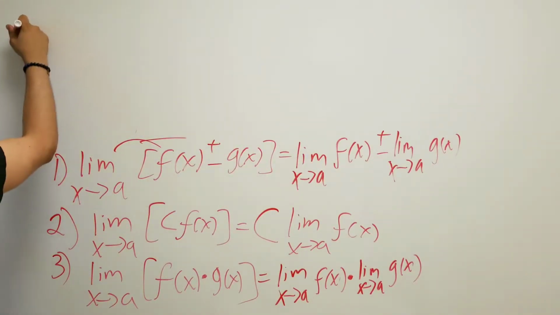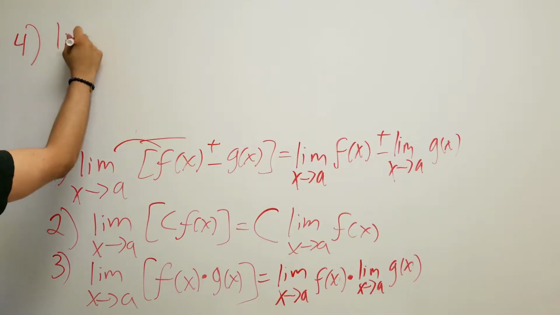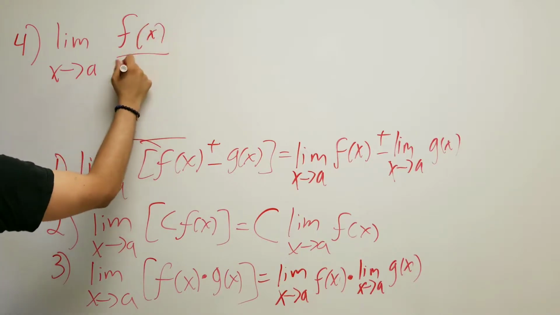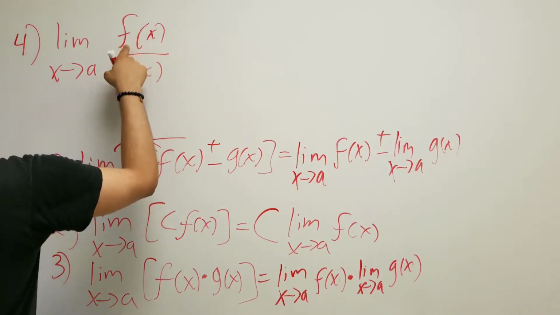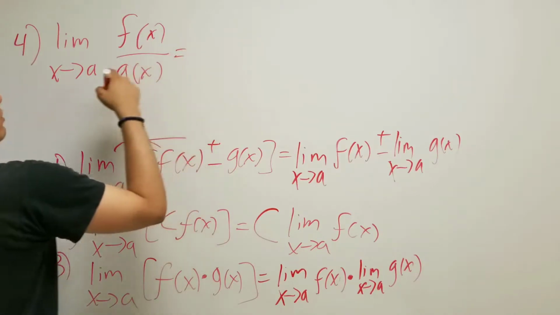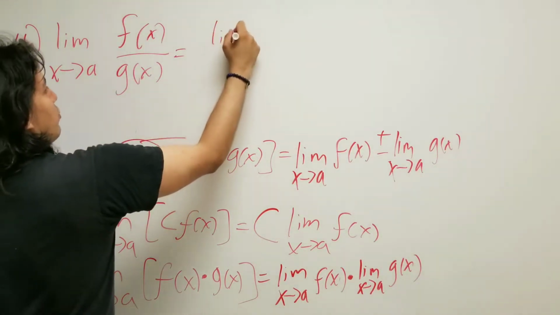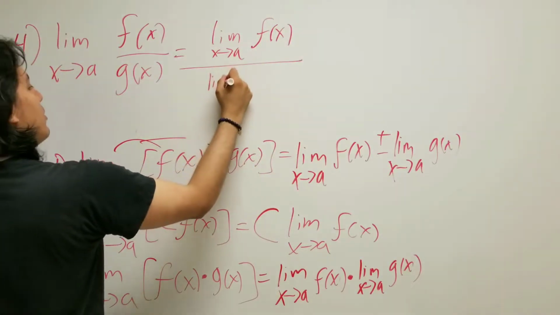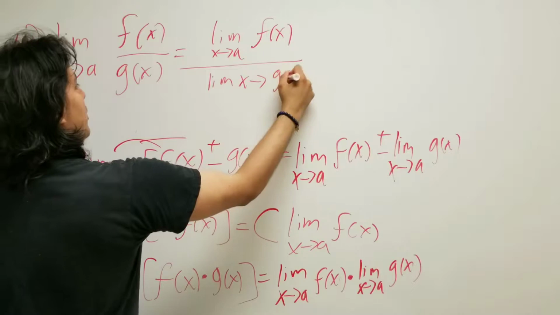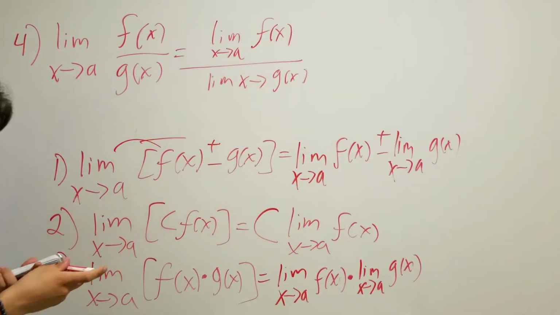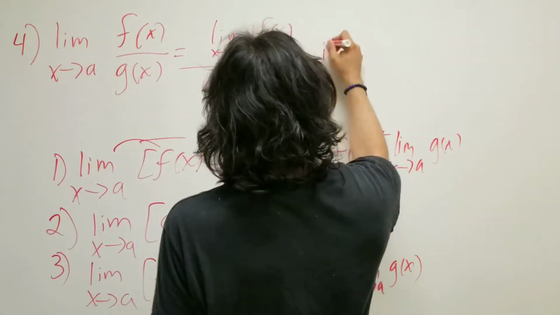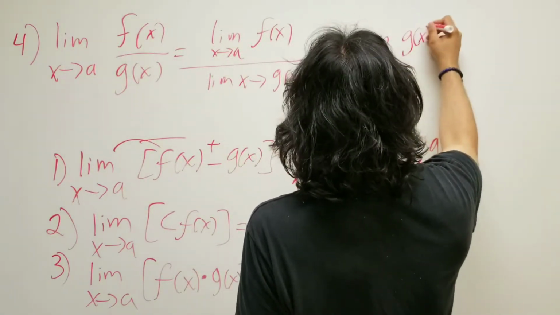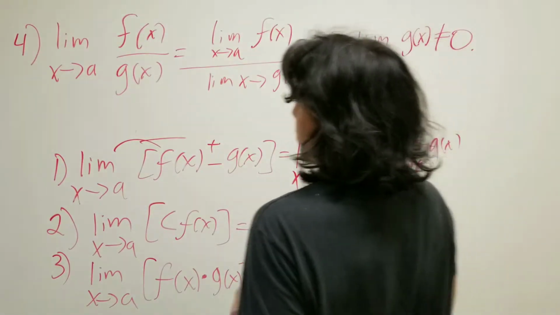The last one I'll put on top here. The limit as x approaches a of a ratio of functions f of x over g of x, you're allowed to put the limit in the numerator of f of x and the limit as x approaches a of g of x in the denominator as well. However, this is only true if the limit as x approaches a of g of x does not equal 0.